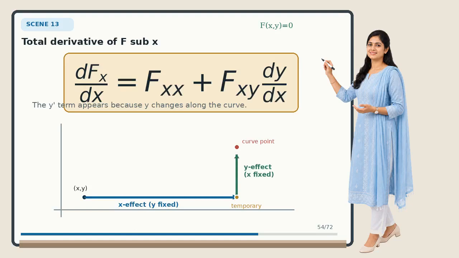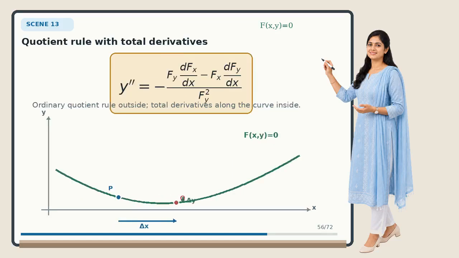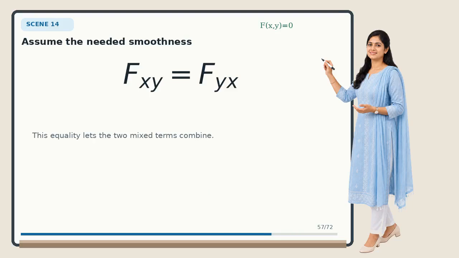F sub x is itself a function of x and y. Therefore, its derivative along the curve contains the direct term fxx and the induced term fxy times dy by dx. Similarly, f sub y changes directly through x and indirectly through y. Its total derivative is fyx plus fyy times dy by dx. If we now use the quotient rule, the derivatives of f sub x and f sub y are the total derivatives just displayed. The quotient rule does not permit us to freeze y. Assume f has continuous second partial derivatives nearby, then the mixed partial derivatives fxy and fyx are equal.